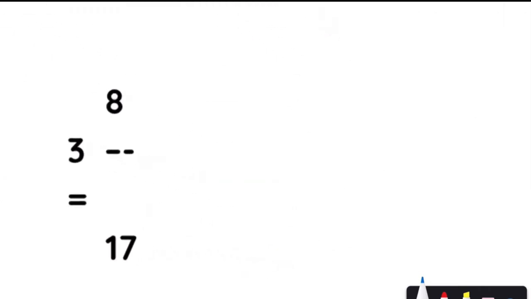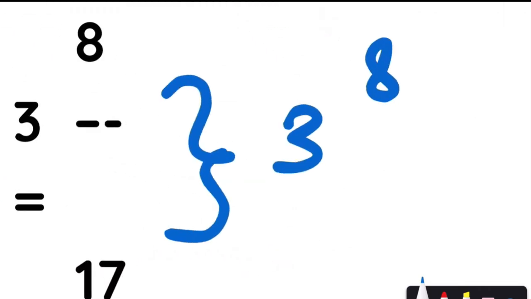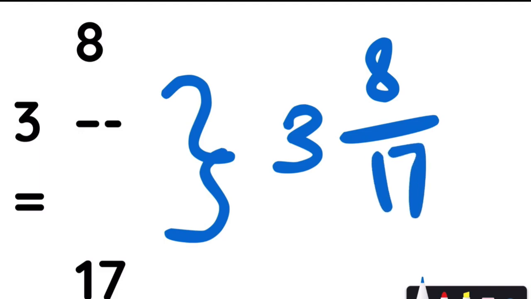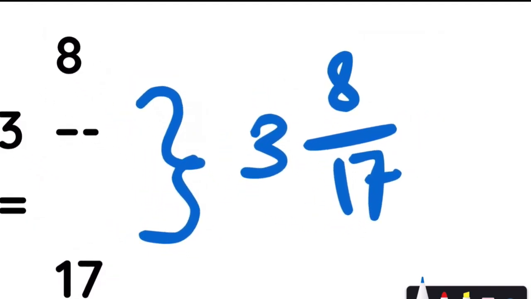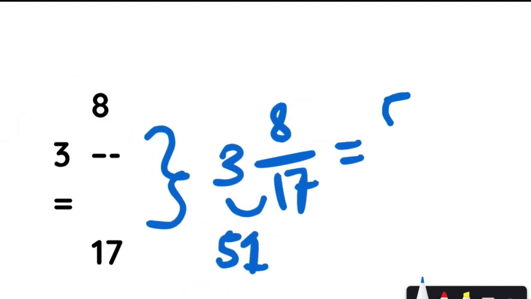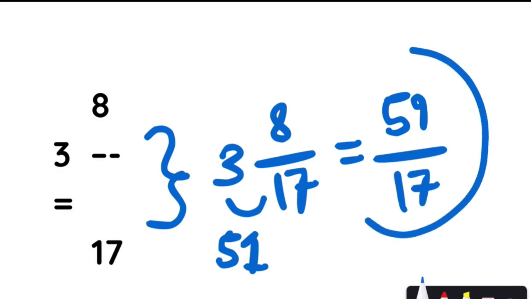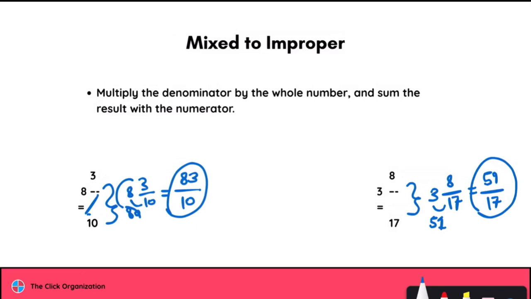The second one is like this, 3 times 8 divided by 17, or 3 and 8 17ths. So 17 multiplied by 3 equals 51. 51 plus 8 equals 59. 59 divided by 17. So yeah, this is our answer. And this was the first part.